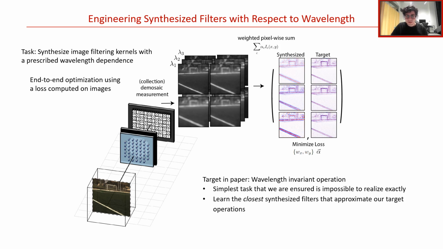This principle of circumnavigating impossible requests is a key idea for this particular optimization algorithm. Although we know that we cannot produce the underlying filtering kernels exactly, we aim to learn the closest set of synthesized filters that approximate our target operation. In other words, they are those that produce synthesized images with similar statistics to those underlying the target transformations.